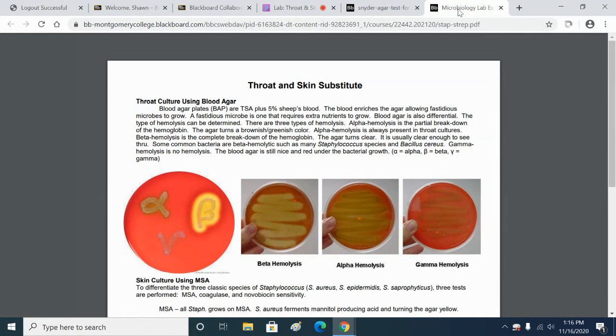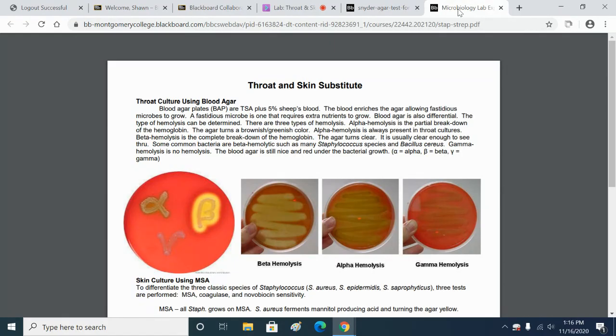We would have tested your skin to identify which species of Staphylococcus you have growing there, and your teeth and gums, right, to see your relative risk of cavities. So we would have done all that fun stuff starting this week, but instead we'll just talk about it. So we'll start off with throat cultures.